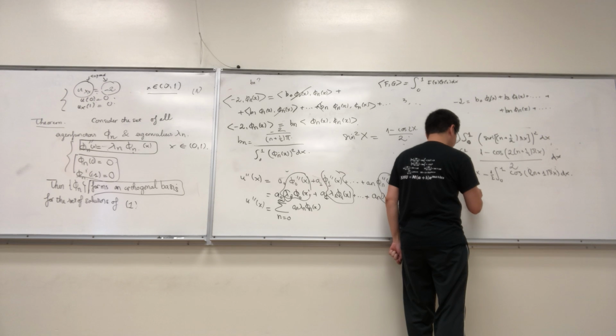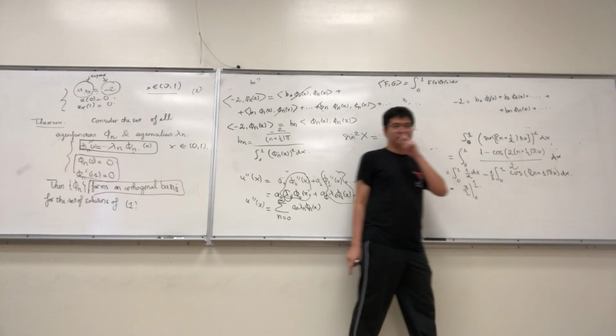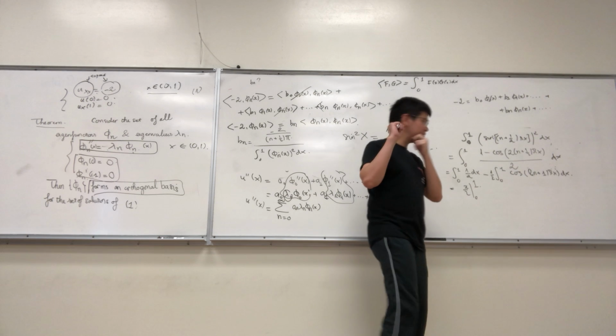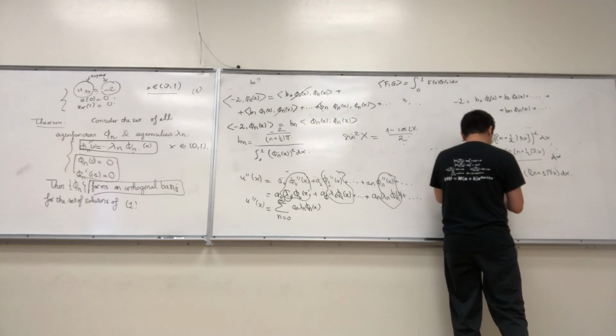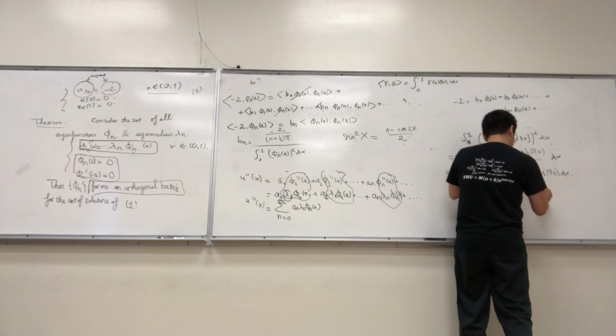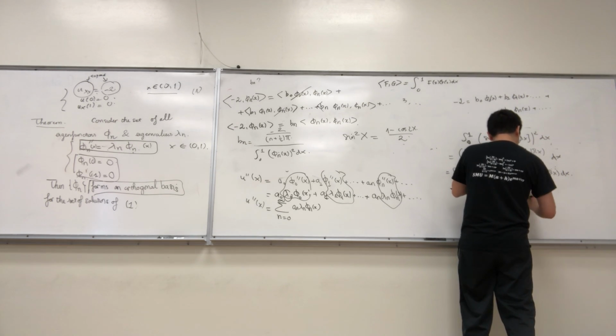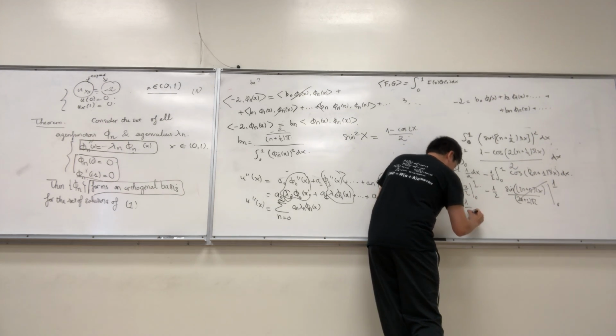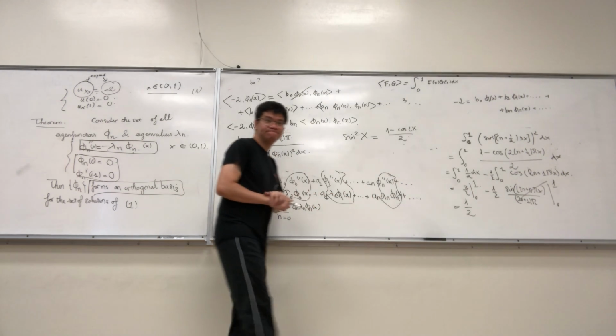So this is x over 2. You take the difference between 0 and 1. And the second one, what is the second one? Yes, 0. So you have minus 1/2 sine of (2n plus 1) pi x divided by (2n plus 1) pi. You take the difference between 0 and 1, and this is 0, so finally you have 1/2. All right?